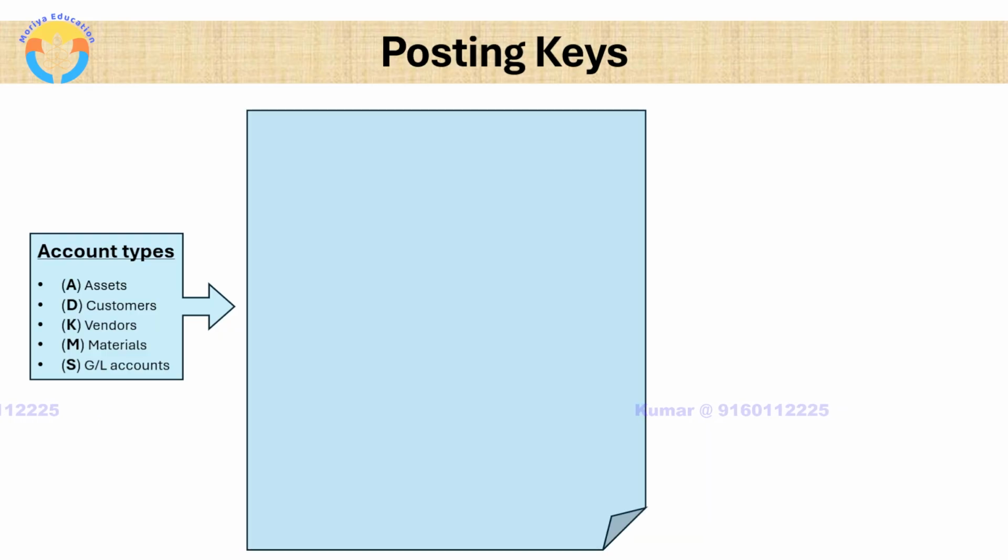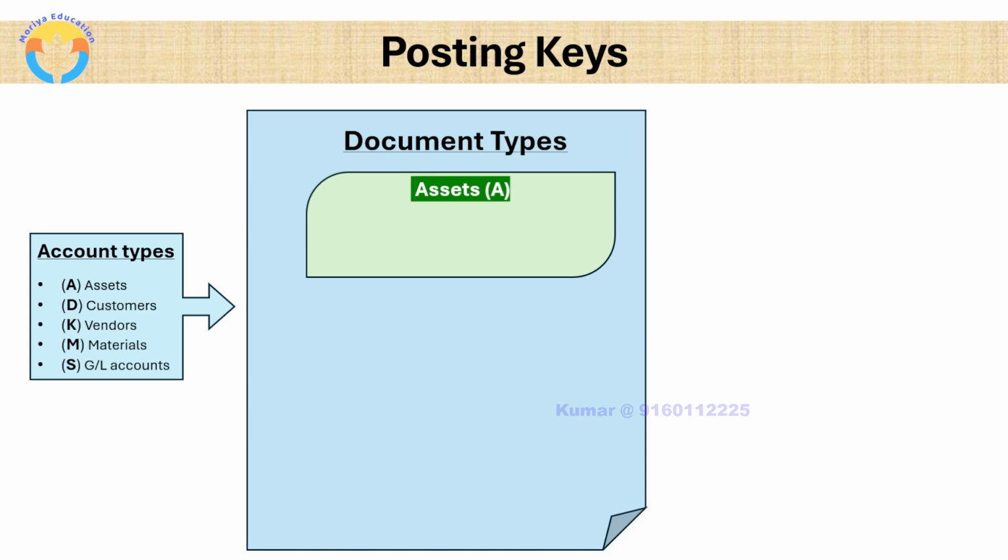Why I'm telling you about account types is that there are document types, which I mentioned: KR, KZ, DR, DZ. For example, we take only one account type, that is assets. What is an asset? When we purchase any asset for usage in the business, that is called an asset. So if we take the assets account type, one type of transaction is purchase. I am purchasing a car to use in the business. When I purchase a car, document type AB is used. This is purchase. And depreciation.